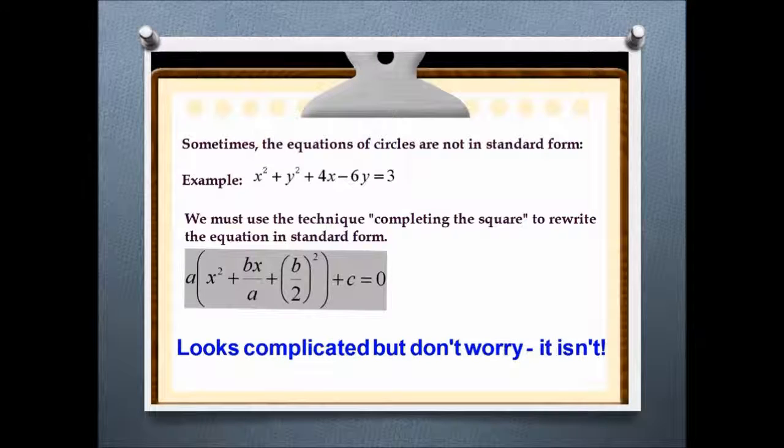Sometimes the equation of circles are not in standard form. For example, if we have x² + y² + 4x − 6y = 3, it's not in standard form. We must use the technique called completing the square to rewrite the equation in standard form, where we will have (x² + bx) + (b/2)² + c = 0. Looks complicated, but don't worry, it is not.